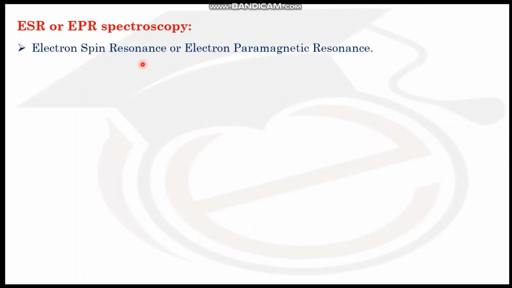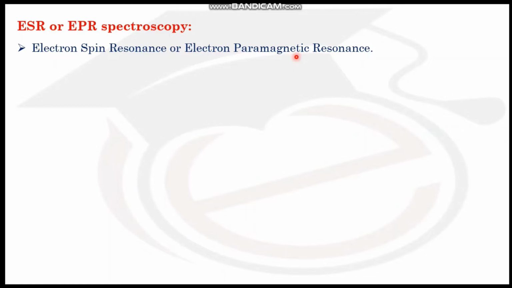You are familiar with the word resonance because we already completed NMR. In NMR, it is nuclear magnetic resonance, and in that section we discussed the resonance. In NMR, we discussed nuclear spin. In ESR, we are discussing electron spin, and the full form of EPR is electron paramagnetic resonance. From this we get an idea about the compound which is ESR or EPR active. The compound should be paramagnetic in nature, or it should contain an unpaired electron.